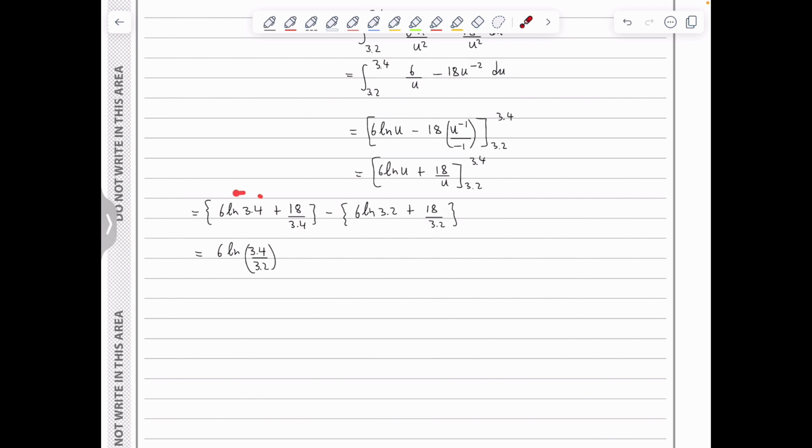So the 6 ln 3.4 minus the 6 ln 3.2 can be written as a single logarithm as shown here. And we've got plus 90 over 17 minus the 45 over 8. So this leads to 6 ln of 17 over 16 minus 45 over 136, which matches the form that we had to arrive at. So we conclude that the constant a is 6, the constant b is 17 over 16, and the constant c is negative 45 over 136.